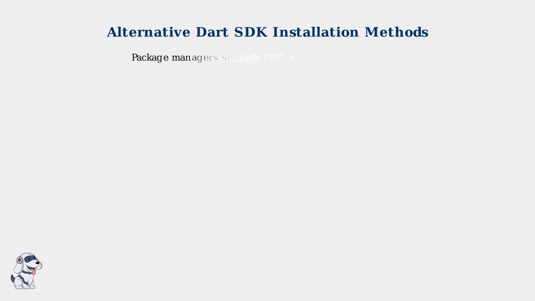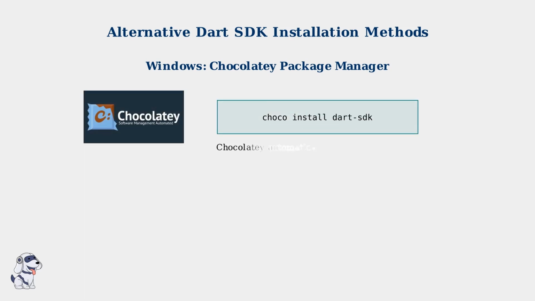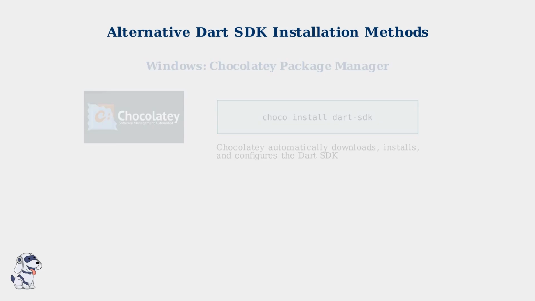While manual SDK installation works well, package managers offer a more streamlined approach. They automatically handle dependencies, configuration, and updates, making the installation process much simpler across different operating systems. On Windows, Chocolatey is a popular package manager that makes software installation effortless. Simply run the choco install Dart SDK command, and Chocolatey will download, install, and configure the Dart SDK automatically.